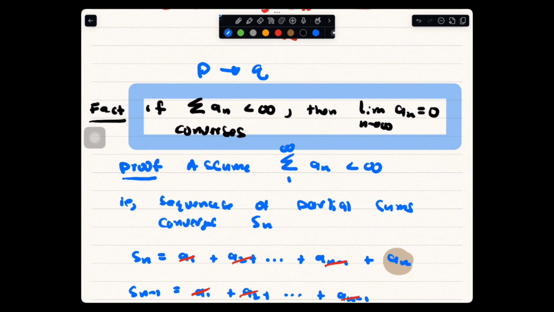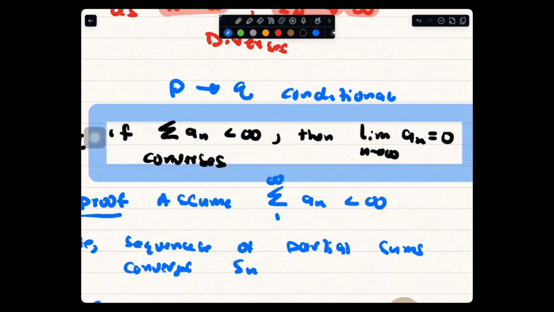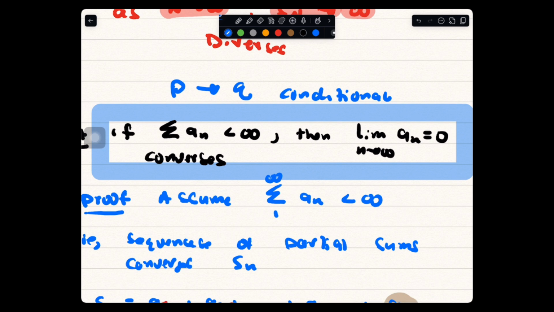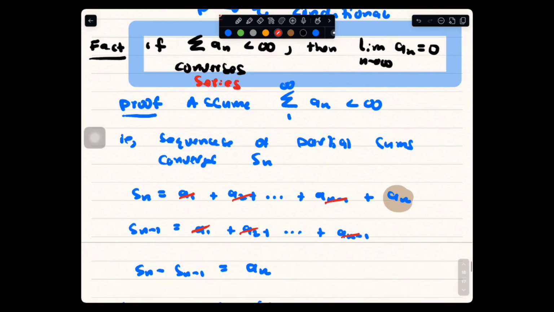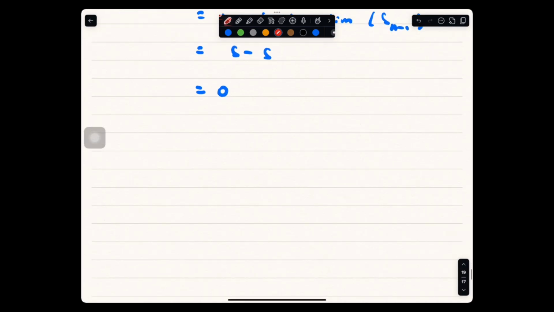But notice I wrote this as a conditional. So what does that even mean as a conditional? Well, the value of this statement does not apply to what you're looking at here. It's not very valuable to say that when you have a series that converges, we know the limit of an equals 0. Not very valuable. But what is valuable is this statement here.